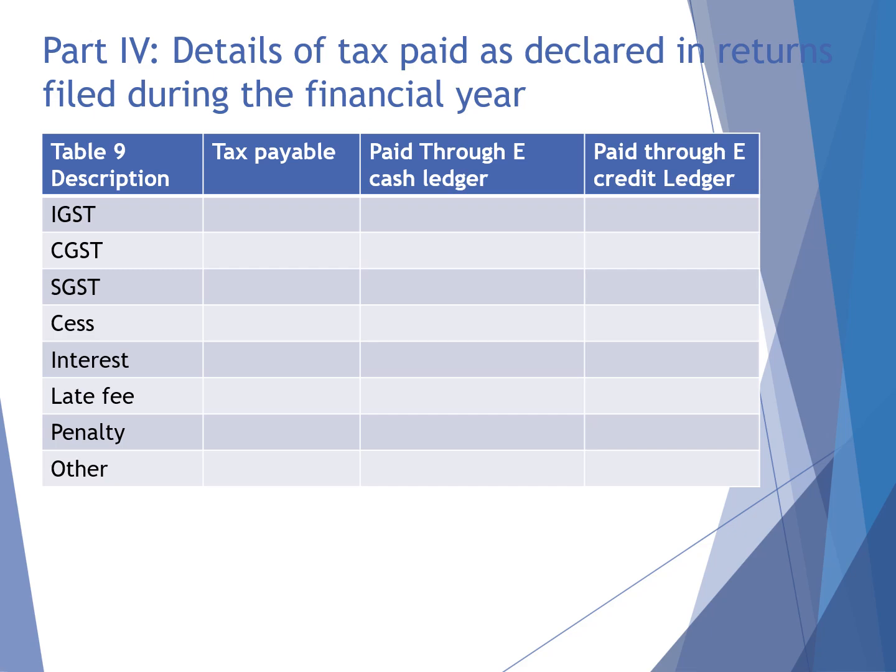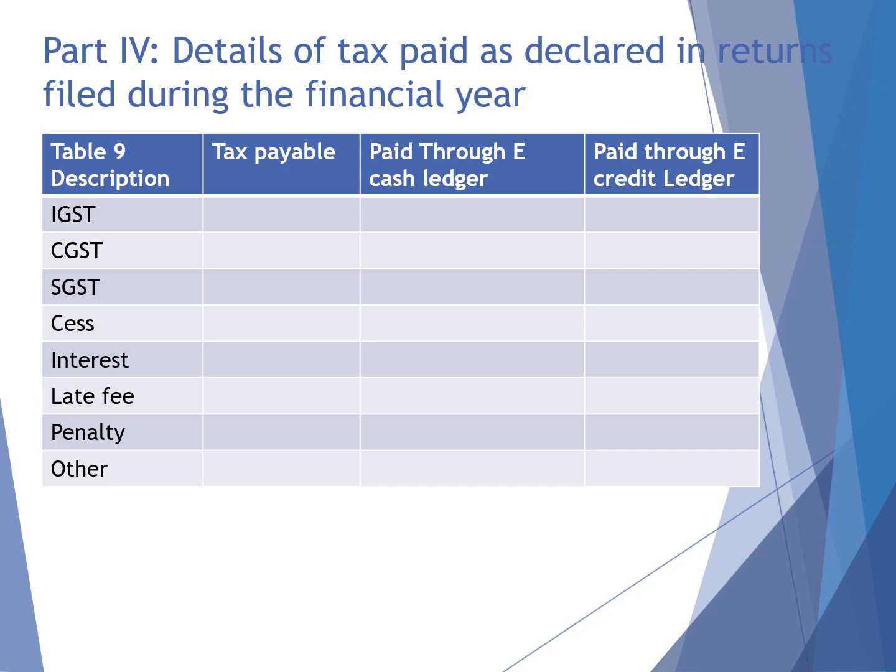Table 9 of GSTR 9 captures the corresponding impact of Table 4 and 5. In Table 9 we show the tax payable and tax paid either through the e-cash ledger or the e-credit ledger. In short, the GST liability of the financial year 23-24, which is shown and paid in the financial year 23-24 GST return, is shown in Table 9. The sum total of the amount from Table 6 of GSTR 3B, which contains the information of the tax payable, will get auto populated in Table 9.